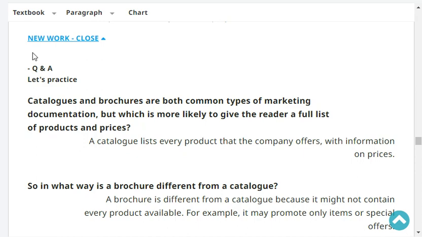A catalog lists every product that the company offers with information on prices. Very good.